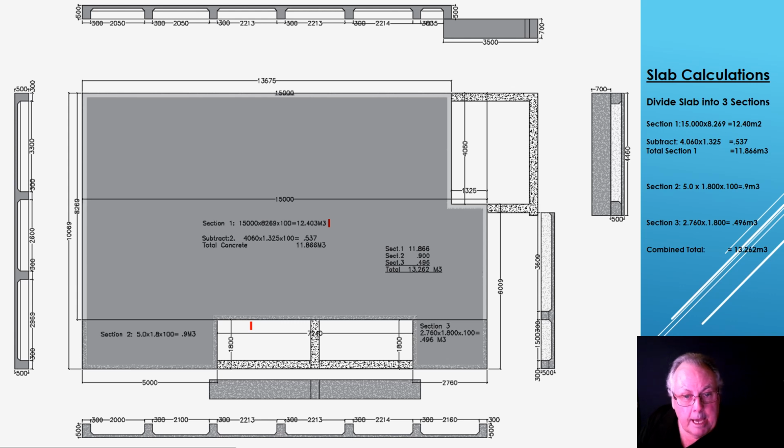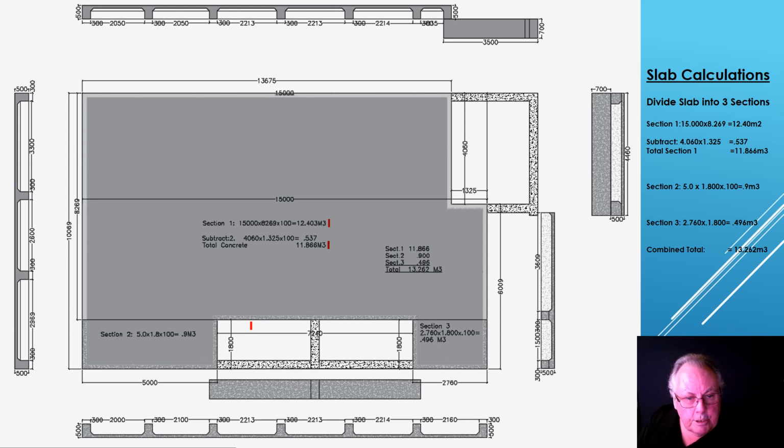And so we have a cubic meter area of concrete through here, and I have not included or subtracted anything for the step down. So there it is there, and we can look at this side here. Section 1, 11.866 cubic meters. Then we're left with two sections.